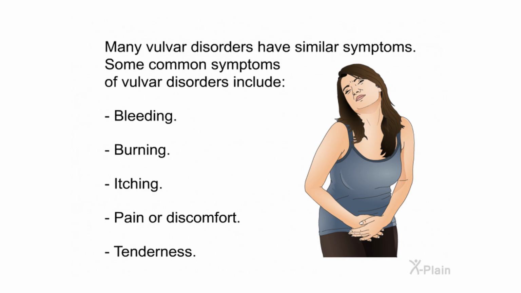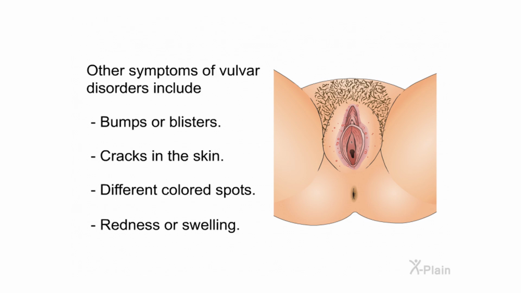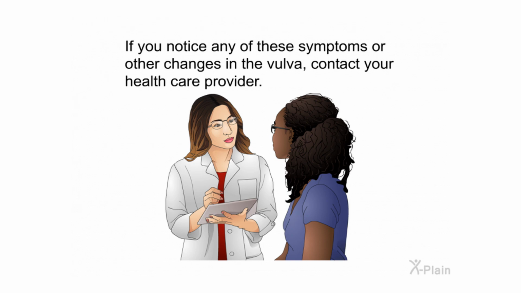Symptoms. Many vulvar disorders have similar symptoms. Some common symptoms of vulvar disorders include bleeding, burning, itching, pain or discomfort, tenderness. Other symptoms of vulvar disorders include bumps or blisters, cracks in the skin, different colored spots, redness or swelling. If you notice any of these symptoms or other changes in the vulva, contact your healthcare provider.